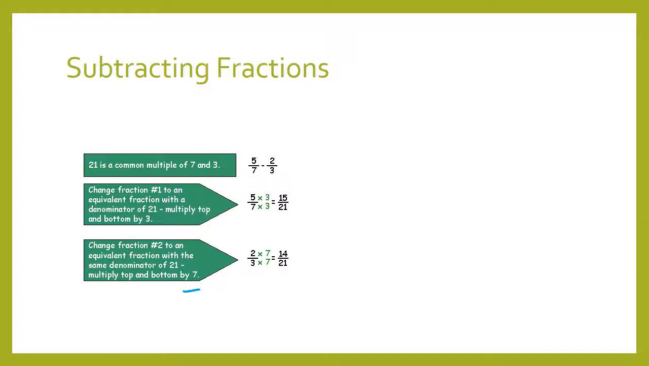So I'm going to list my denominators, and I'm going to start with the highest one. I'm going to start listing its multiples. 7 times 1 is 7. Can 3 go into 7? No, not evenly. 7 times 2 is 14.